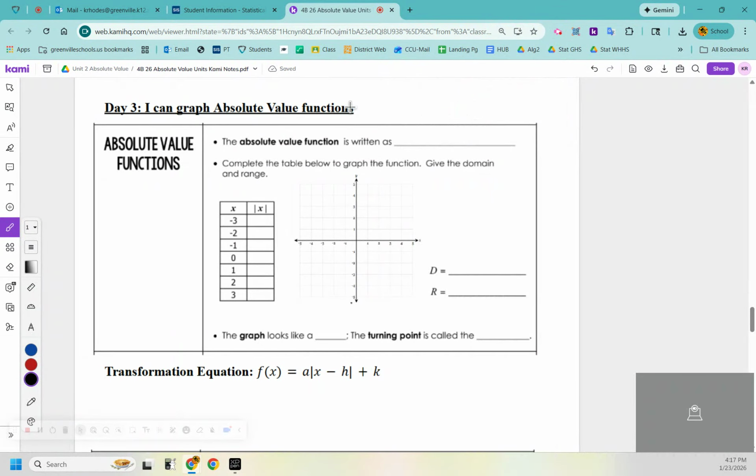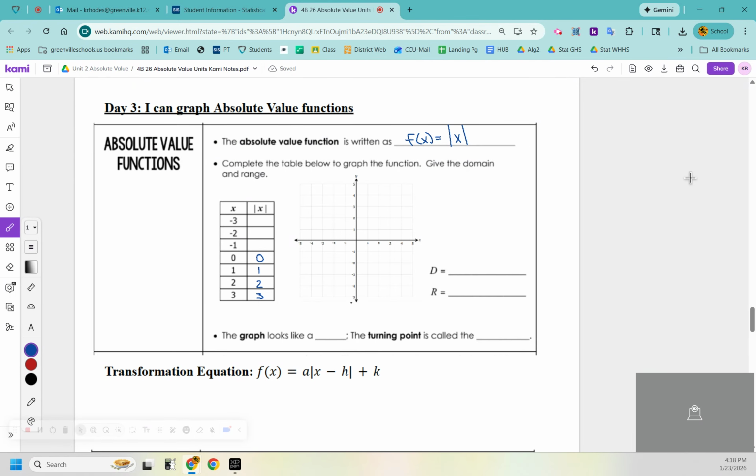Today, you're going to be learning to graph absolute values. Absolute values, the parent function is f of x equals the absolute value bars with x in the middle. Remember, the absolute value bars are the distance from 0. So if you're doing 0, it'd be 0. 1, 1, 2, 2, 3, 3.